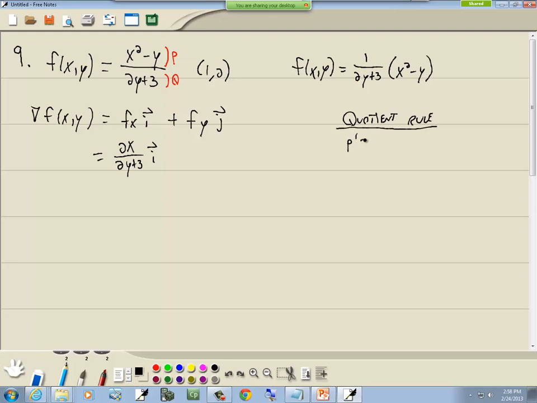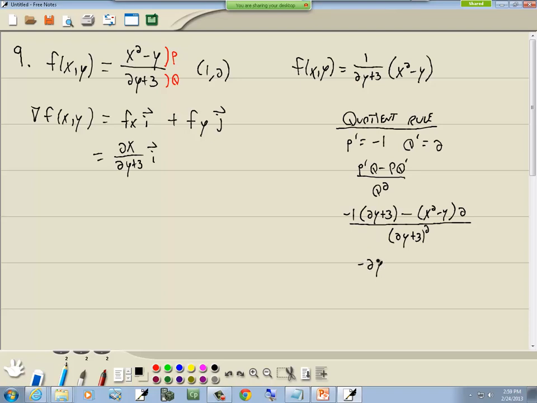We need p prime, and we're doing the partial with respect to y. So the x squared drops away, and p prime would be negative 1. Q prime would be, again, the partial with respect to y, which is 2. So we've got p prime q minus p q prime over q squared. P prime was negative 1 times q, which was 2y plus 3, minus p, which was x squared minus y, times q prime, which was 2, over q squared, so 2y plus 3 squared.